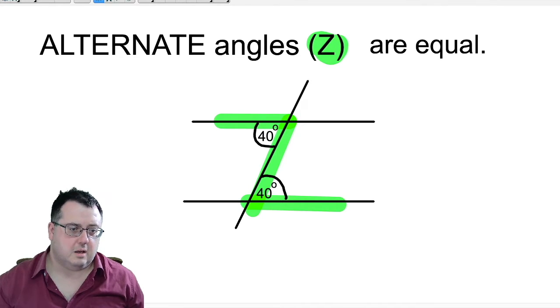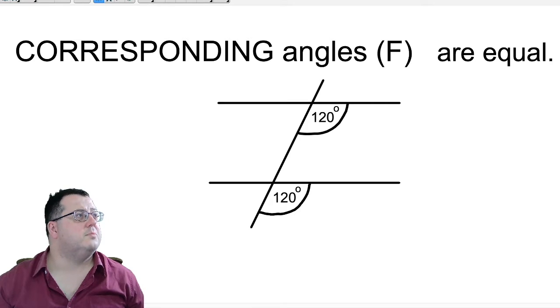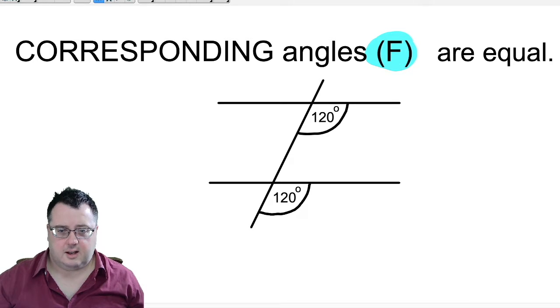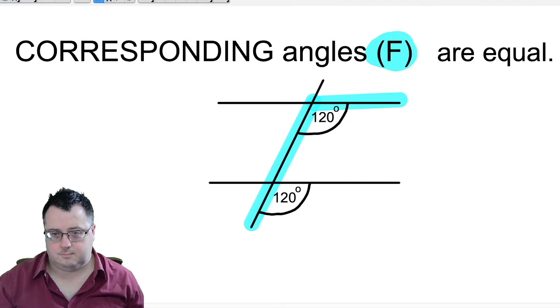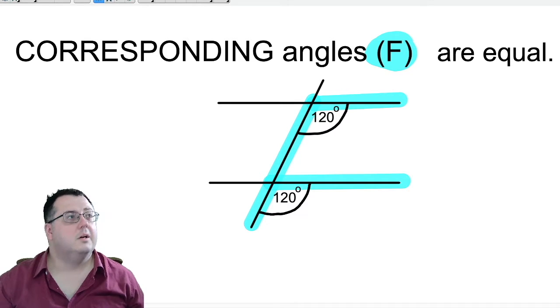Okay, the next one is corresponding angles. Corresponding or F angles are equal. So here are two angles that are corresponding. We give this one a nice blue colour, and here is our F. Okay, so it's important to know that the angles between the spokes of the F will be the same.